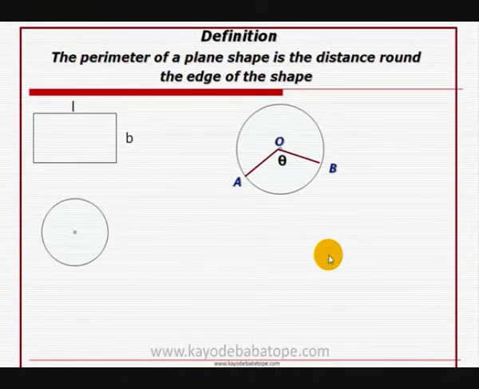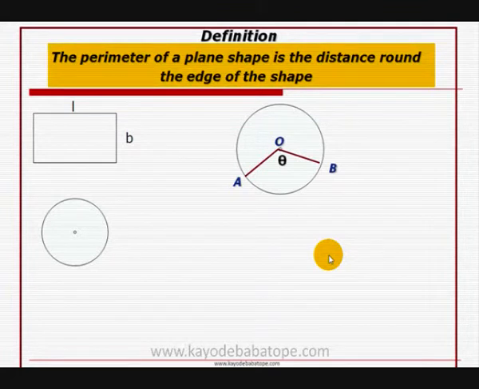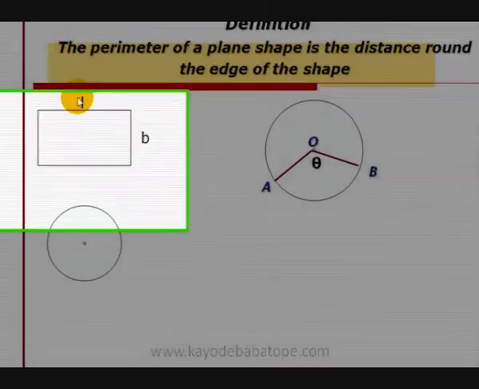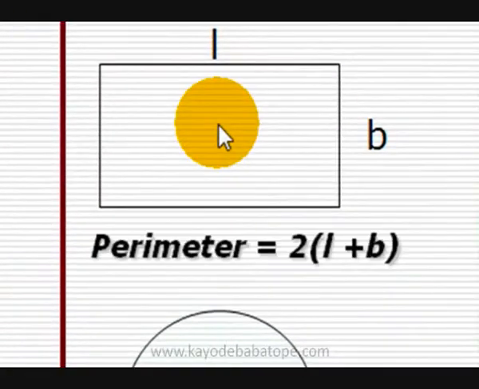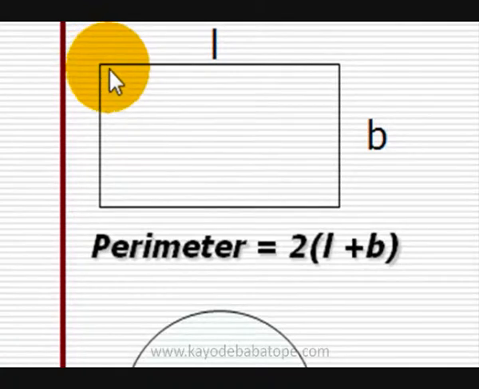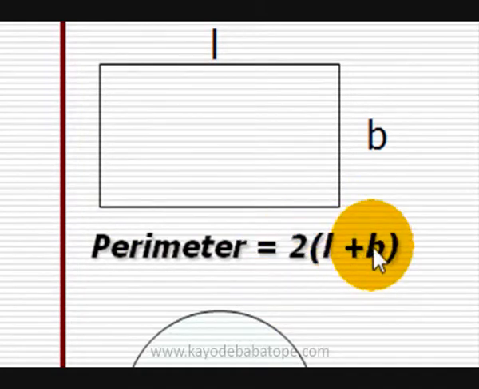What does perimeter mean? Perimeter of a plane shape is the distance around the edge of the shape. This is a rectangle, for example. The distance around the edges of this rectangle is length plus breadth plus length plus breadth. So the perimeter of a rectangle is given by 2 into length plus breadth.